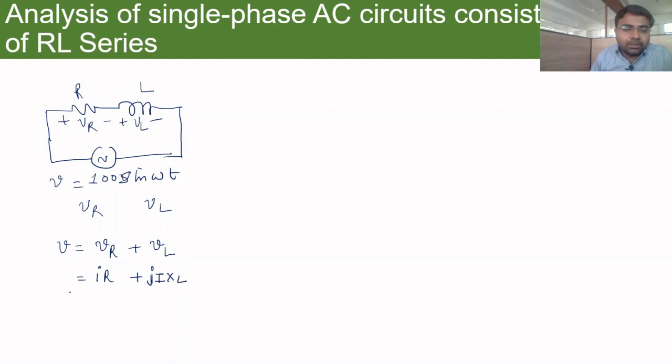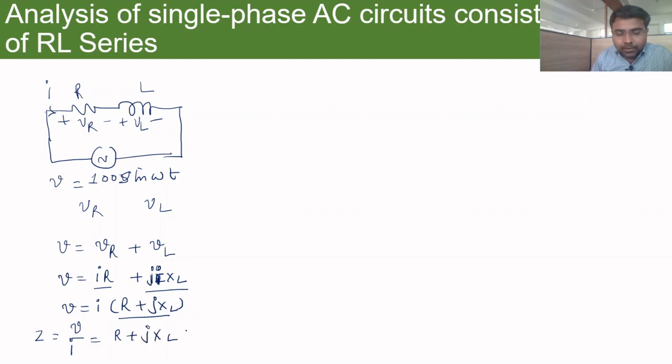Now here if I take I common, we are left with J into XL. This current I is the same for the resistor as well as the inductor. So here I into R and I into XL. If I keep I common, I will have I into R plus J into XL. So what will be the impedance of the circuit? Z equal to V over I, which is R plus J times XL. This is the impedance of a purely RL circuit.